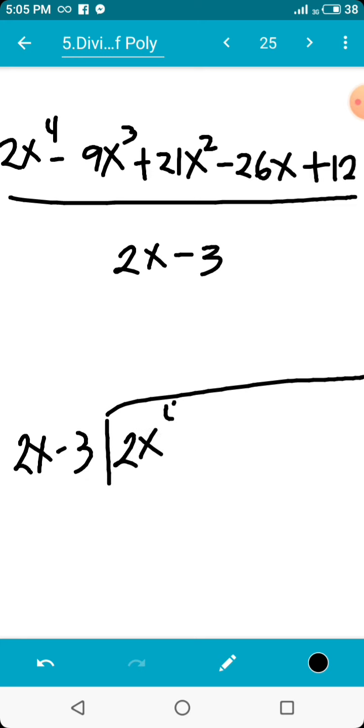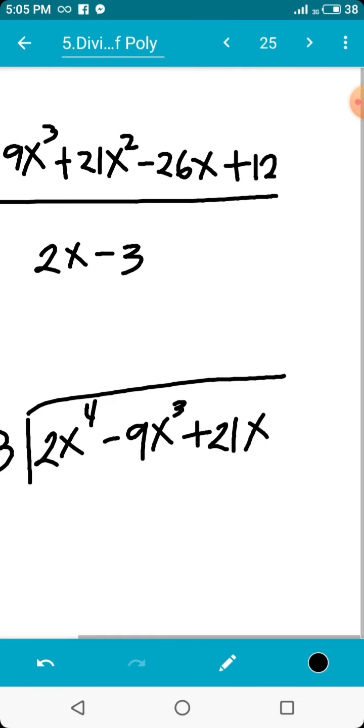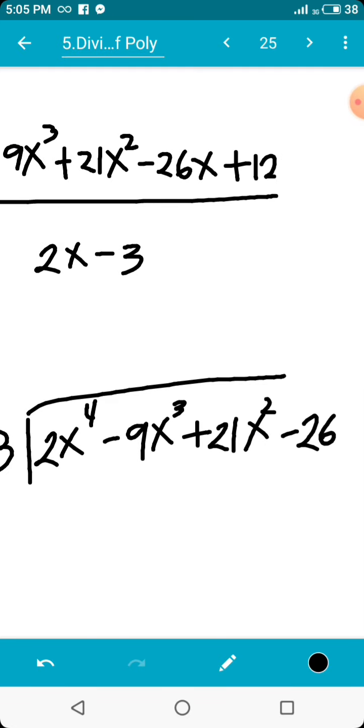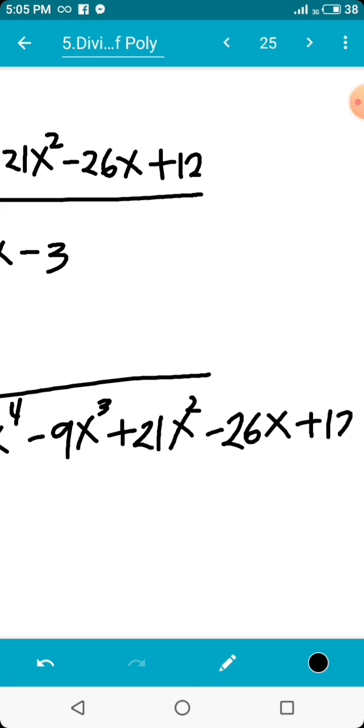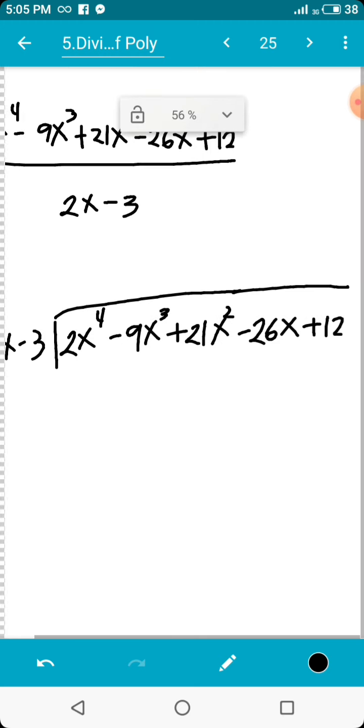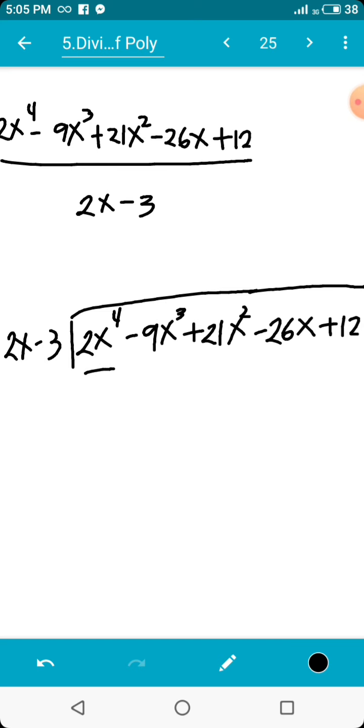And then 2x raised to 4 minus 9x cubed plus 21x squared minus 26x plus 12. Okay, so kunin na natin ang ating quotient. So, 2x raised to 4 divided by 2x, so we have x cubed. Okay? And then x cubed times 2x. So, we have 2x raised to 4. And then x cubed times negative 3, we have negative 3x cubed.